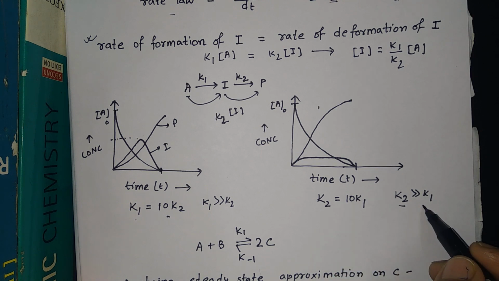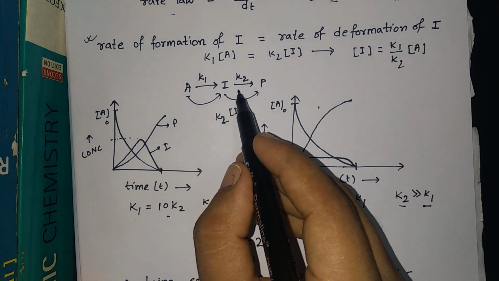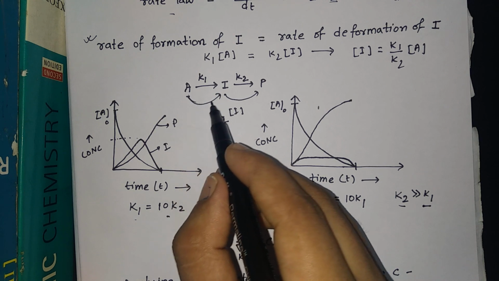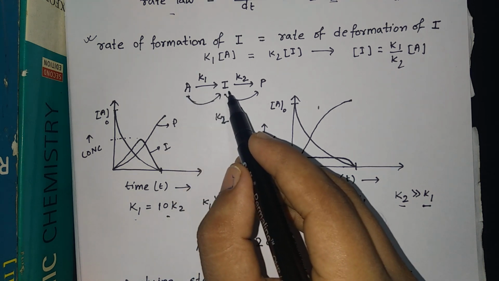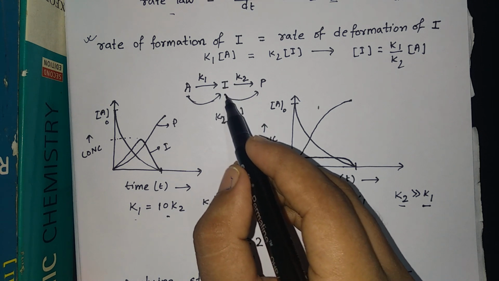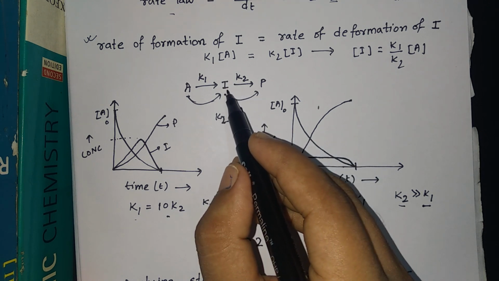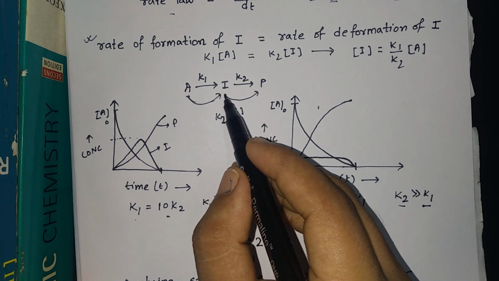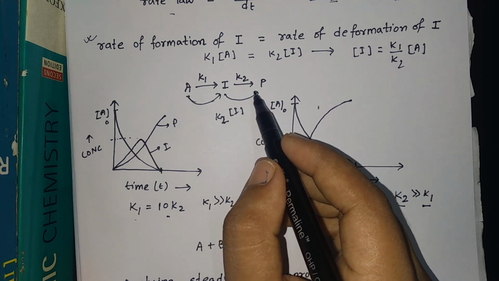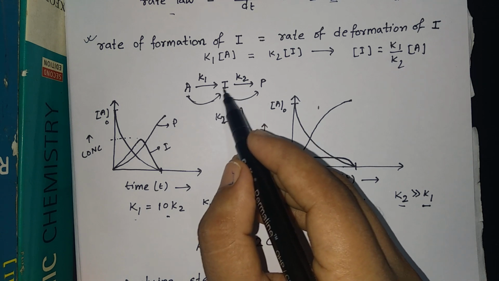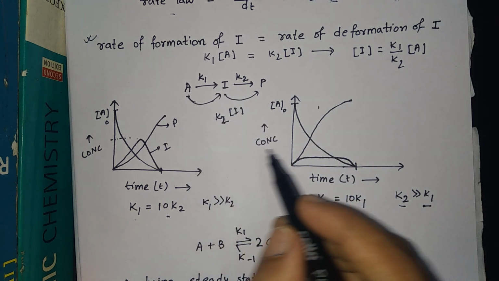As K2 is greater than K1, what will happen? The first step is very slow, that means the intermediate formation is very slow, but as soon as the intermediate forms, it will convert to the product. So the intermediate is not stable enough in the reaction medium and it will convert to the product as soon as possible. Therefore the concentration of the intermediate is always lower throughout the reaction time.